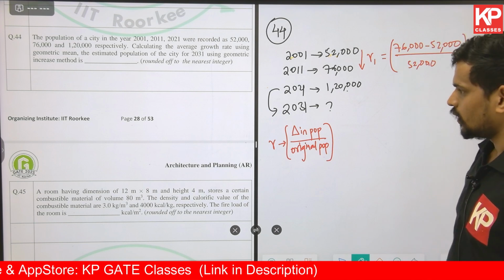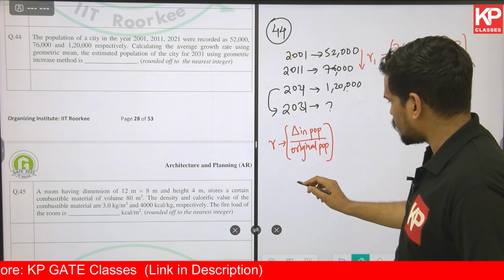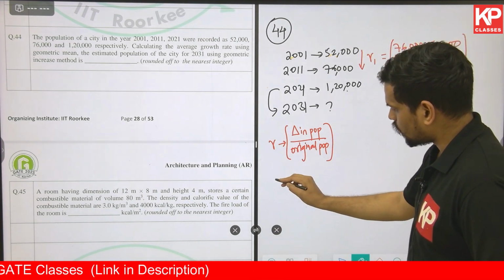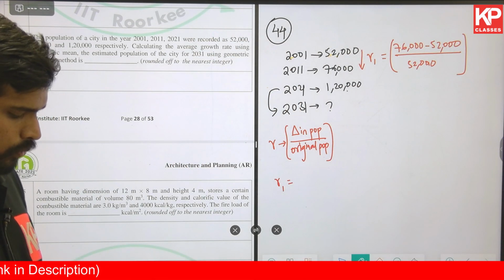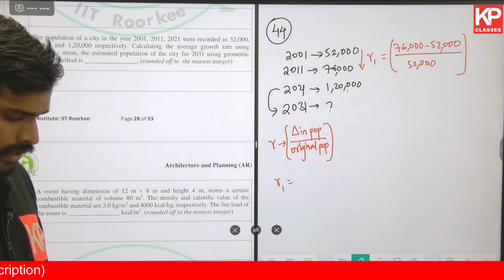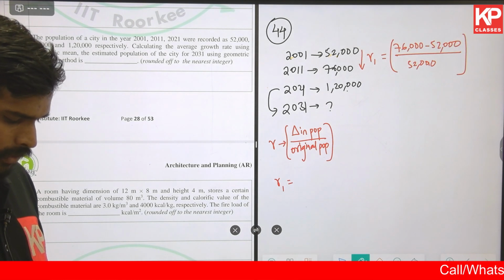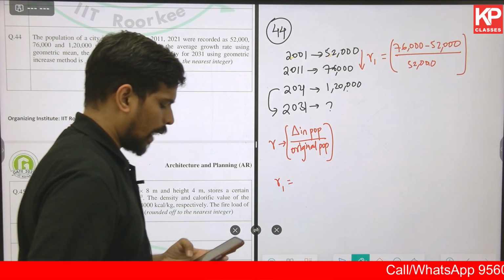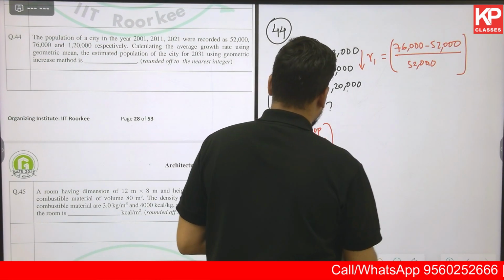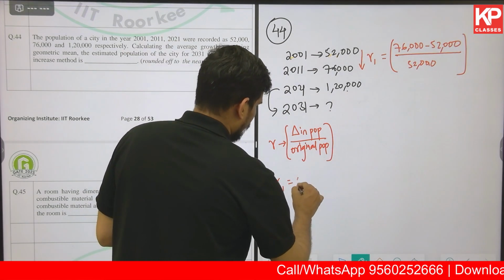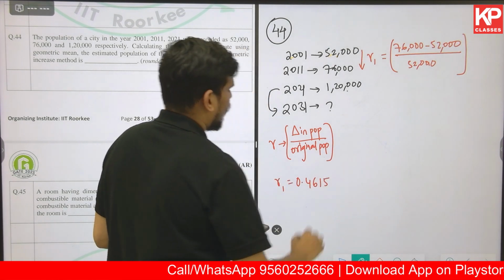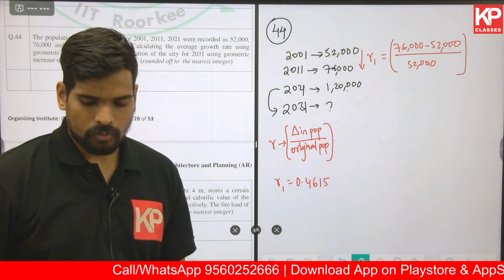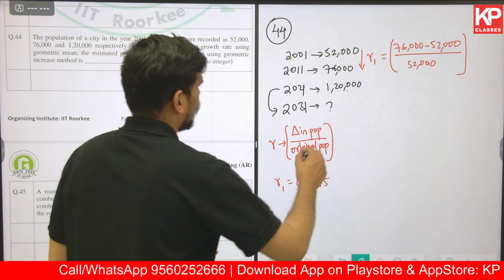So that's R1, the first growth rate. What is the R1 value coming out to be? Let me write it over here. You can use your calculators to simplify this. 76,000 minus 52,000 is 24,000, divided by 52,000, coming out to be 0.4. I'm rounding off to 4 decimal places to be at a safer limit: 0.4615. That's the value of R1 I'm getting, the first growth rate from 2001 to 2011.